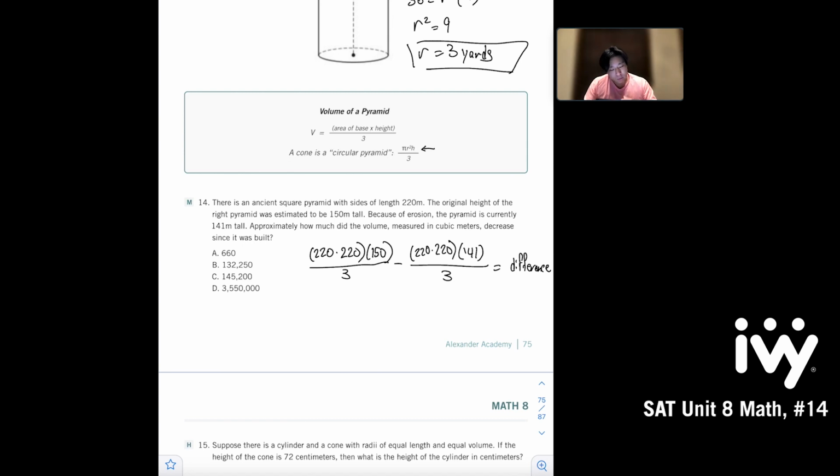And since these two are very similar, we can factor this out. So we get 220 squared over 3 times 150 minus 141. And this is still equal to the difference. If we calculate this out, we get a difference of 145,200 cubic meters. So answer choice C is correct.